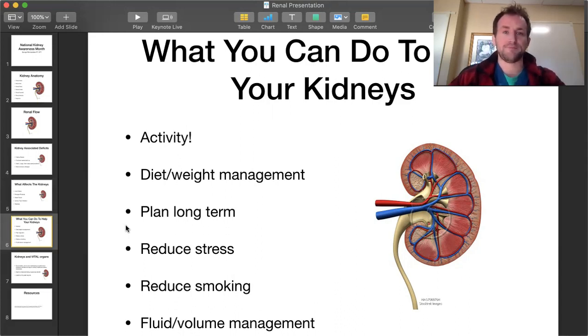Reducing smoking. Reducing smoking is essential because it's pretty well known that smoking causes damage to the body. But what's not well understood, at least by the general population, is the effect that smoking has on your blood pressure and your blood vessels. Smoking, particularly nicotine, has an effect on your blood vessels, which causes a rise in blood pressure.